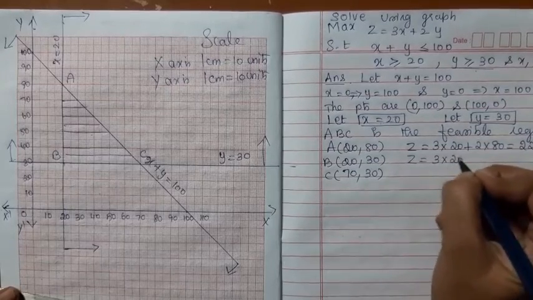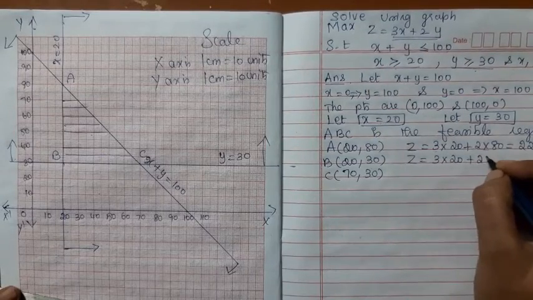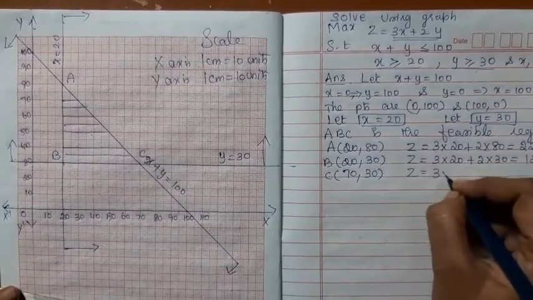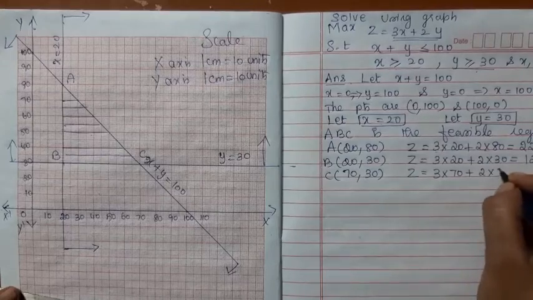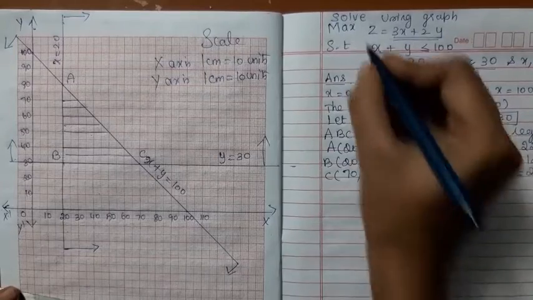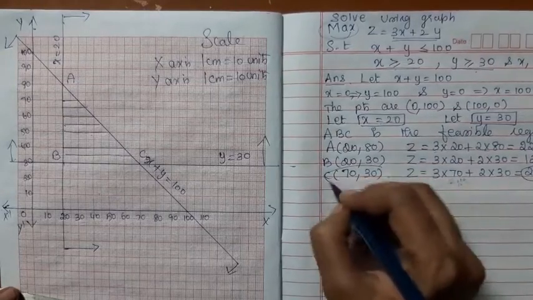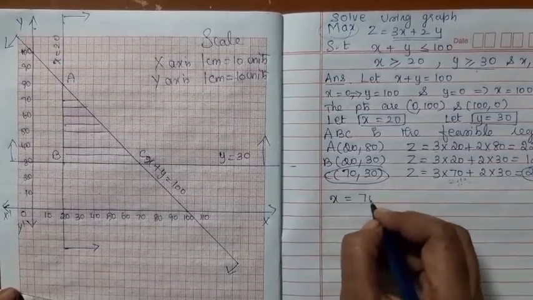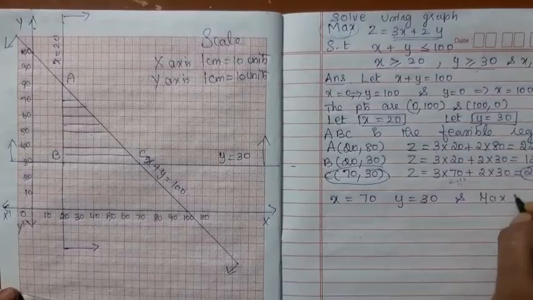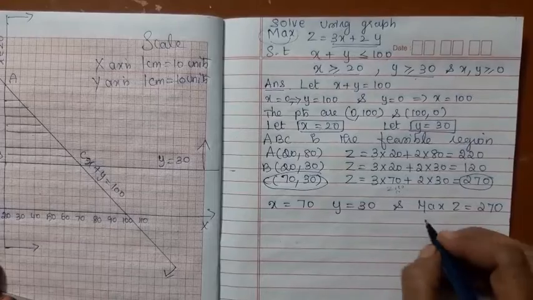3 into 20, see from where did I take this? Your objective function. Plus 2 into 30, 60 plus 60, 120. 3 into x is 70, 2 into y is 30, 210 plus 60, 270. Your objective says you should maximize it. So the maximum value is this. Your answer is x equal to 70, y equal to 30 and the maximum value of z is 270.